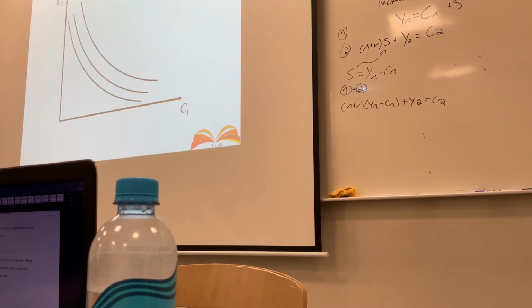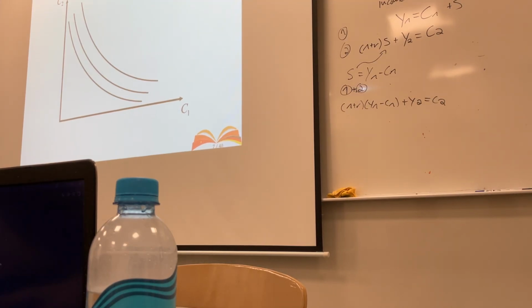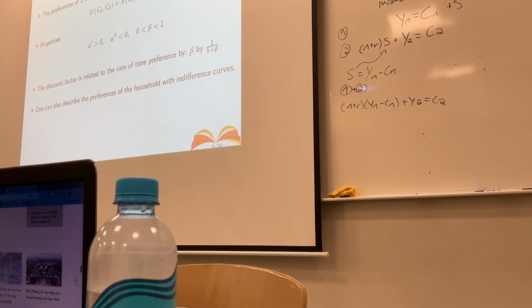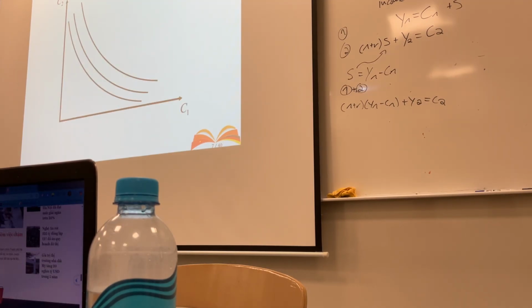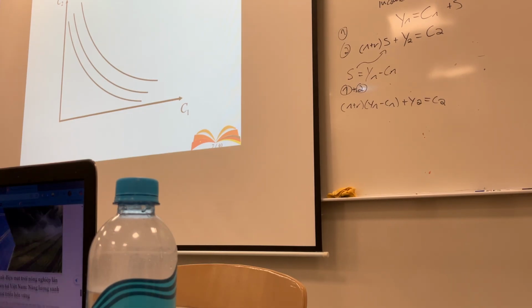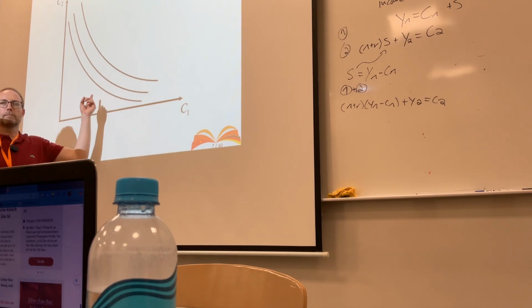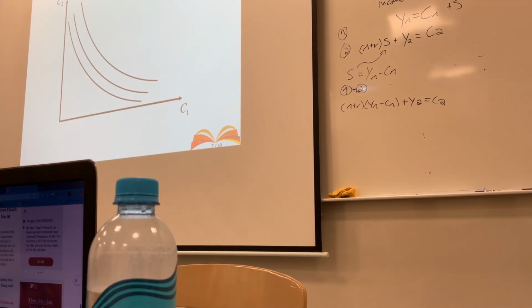We can also map these preferences and compare these two alternatives. We have here C1 and C2, and we get an indifference curve. Each indifference curve is associated with pairs of C1 and C2 that lead to the same level of total utility. Now, which of these curves is associated with a higher utility? Which of these has the highest total utility?